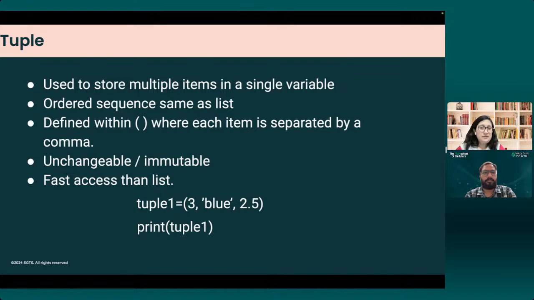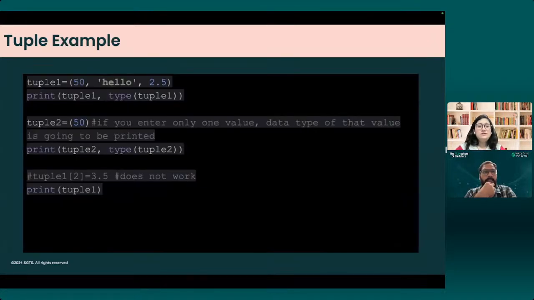Then it is unchangeable and immutable, and it has faster access than the list because changes are not allowed. That's why it is a little faster than the list. Okay, let's execute. Here I have written tuple and put the values in round brackets: 50, hello, 2.5. If I find the data type, it is going to tell me this is a tuple because it has realized it with the help of the round brackets.